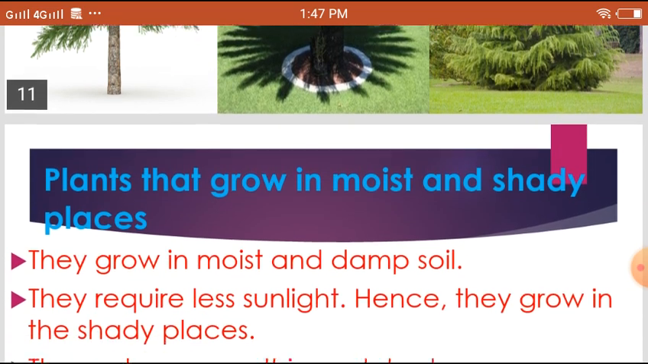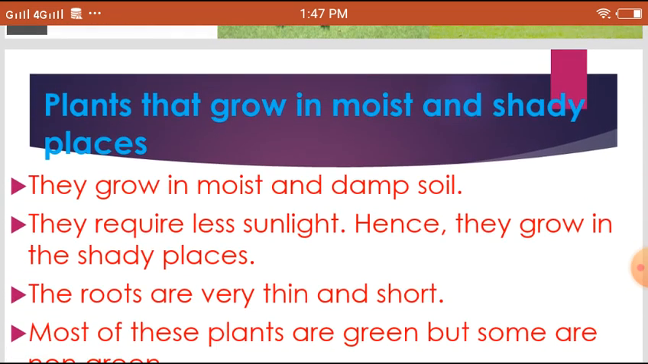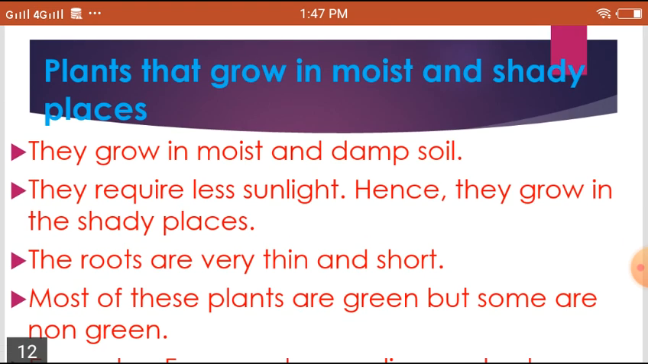Now, the next type of climatic zone is moist and shady places. Plants that grow in moist and shady places grow in moist and damp soil. They require very little sunlight, so they can grow in shady places too. The roots of these plants are very thin and short. Most of these plants are green. For example, fern, mosses, liverworts, these are green plants, but some of the plants like mushroom are non-green too.